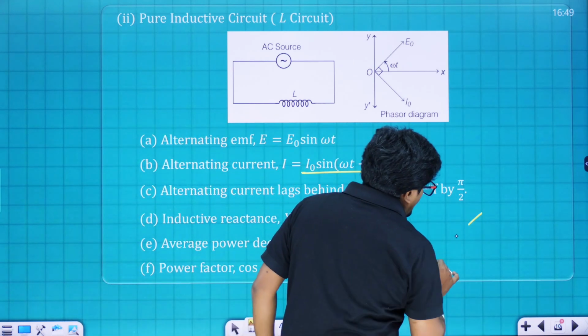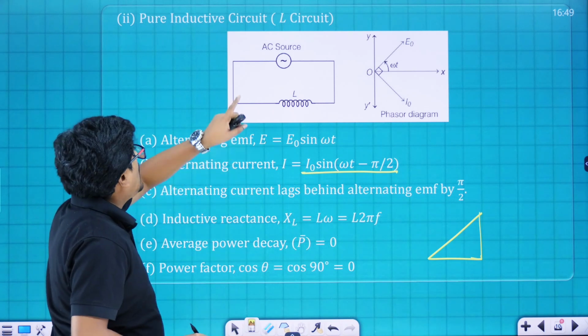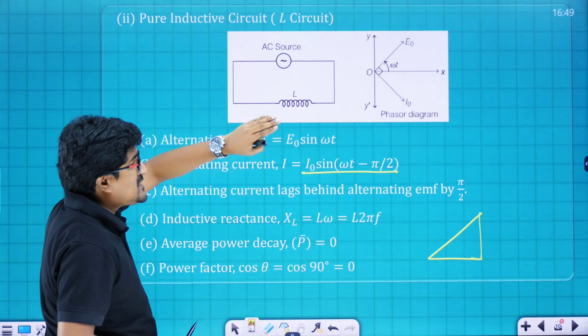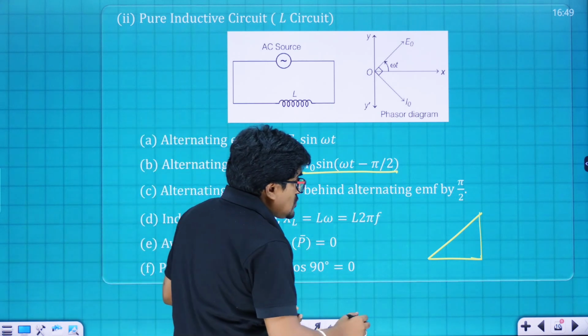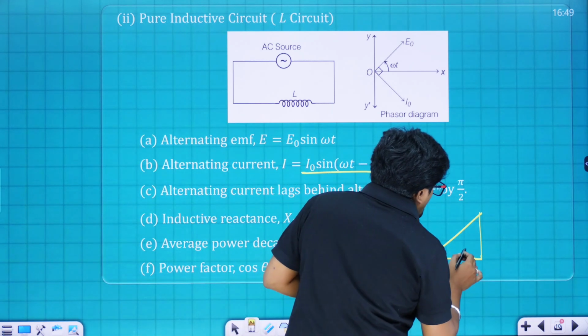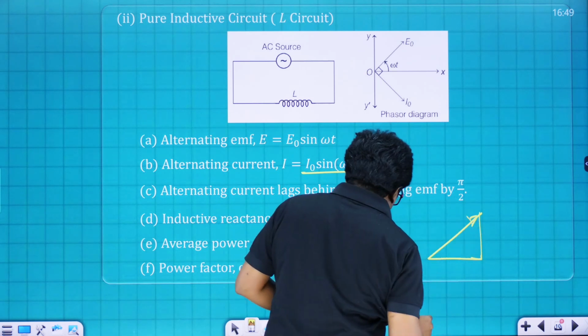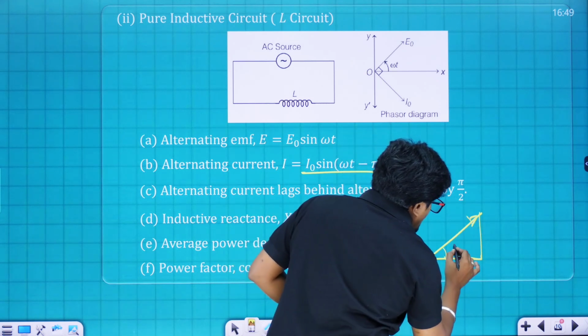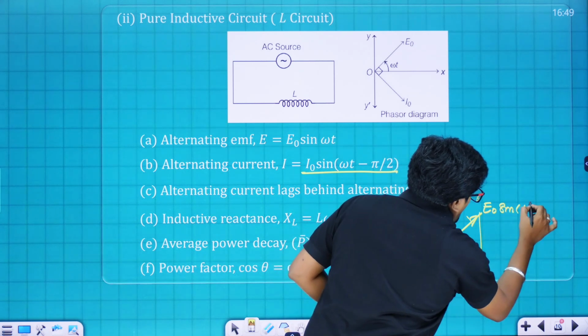So if you consider an inductive impedance triangle in this case, this is a pure inductive circuit, so definitely resistance is not there. What we can have over here is the voltage. If I consider voltage as E is equal to E naught sin omega t, I repeat, E is equal to E naught sin of omega t.